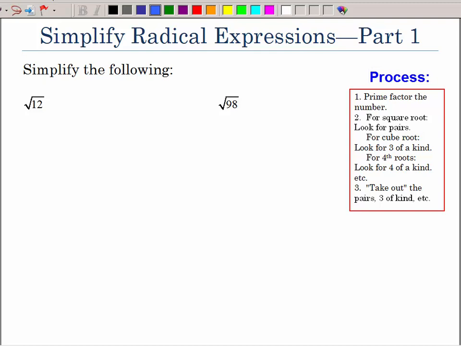In this video, we're going to learn how to simplify radical expressions. We're going to see cube roots and square roots that are not perfect, as in like the square root of 36 was just 6. Now we're going to see things like square root of 12, square root of 98, and we need to know how to simplify those.